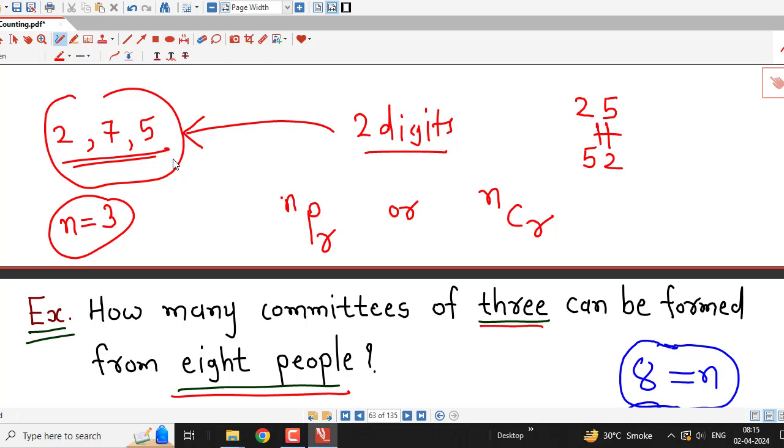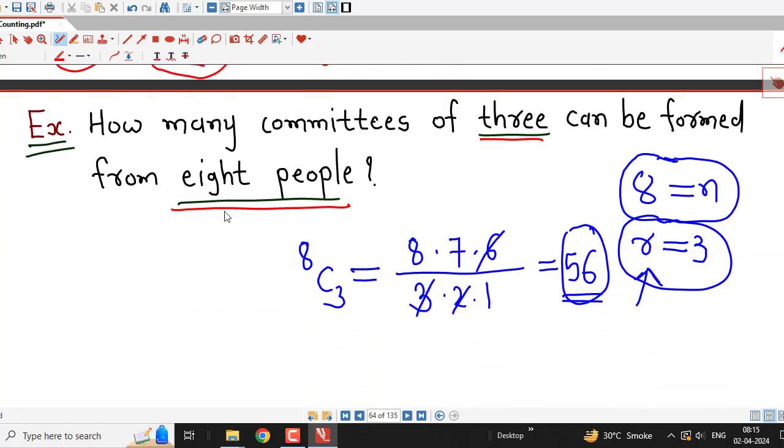So here, to count the 2-digit numbers, order matters, and therefore we have to use the formula of permutation, that is, that number is given by 3P2. So in that way we have to decide whether order is important or not. In this case we have 8 persons and we have to select 3 persons out of those 8 persons. So here order does not matter.